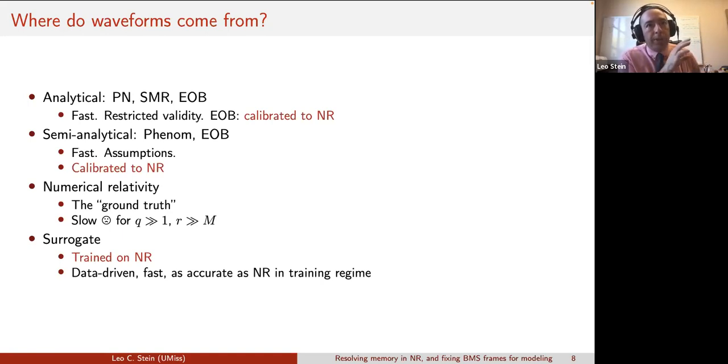And people have tried to build unified models in this kind of surrogate stuff, which is the last bullet point here, where they take inputs both from numerical relativity and from the small mass ratio limit to be able to try to interpolate between them.